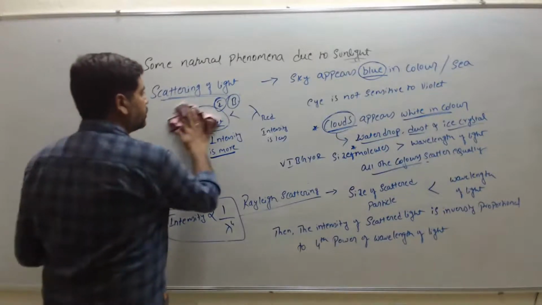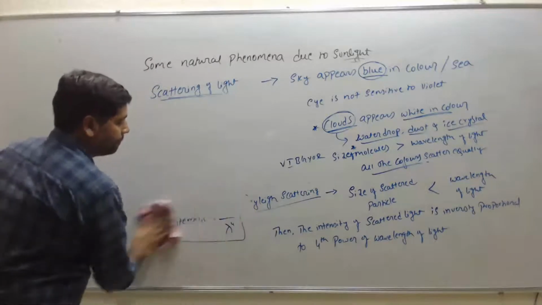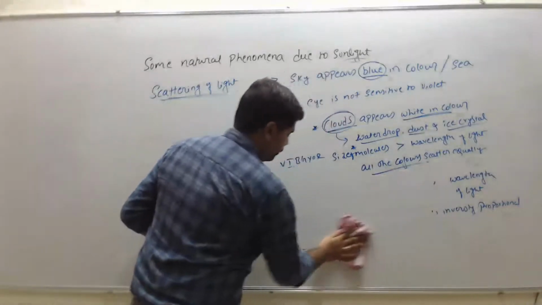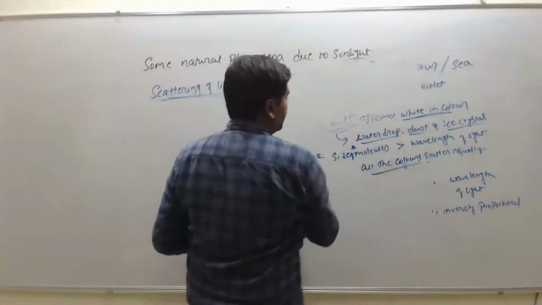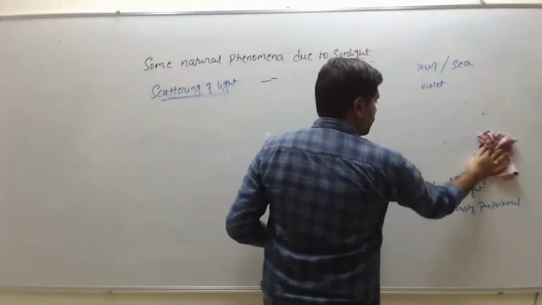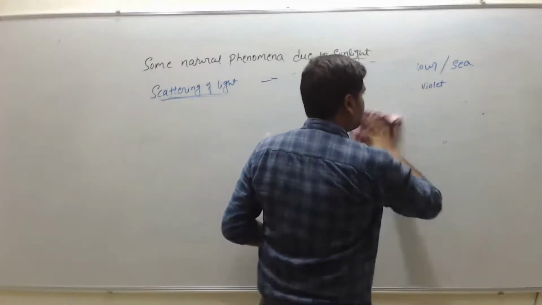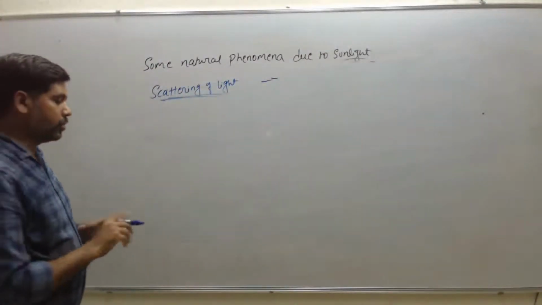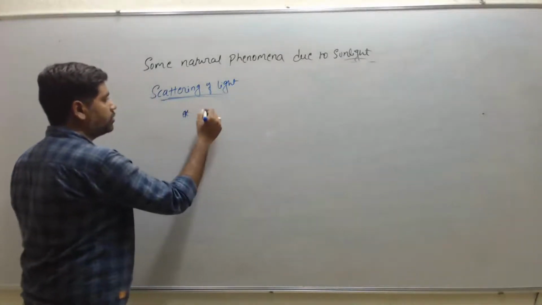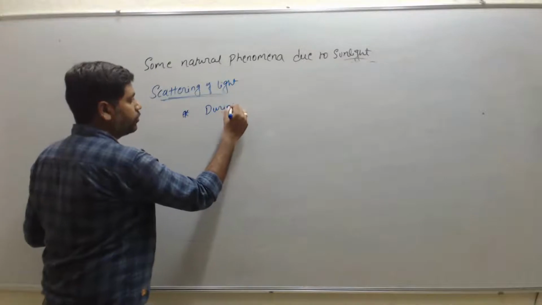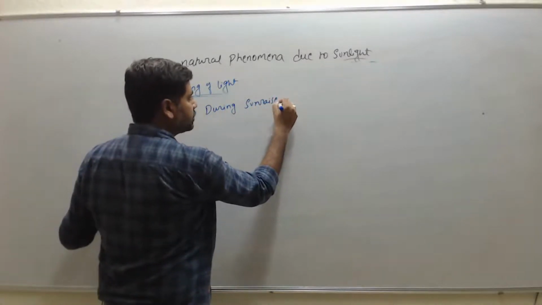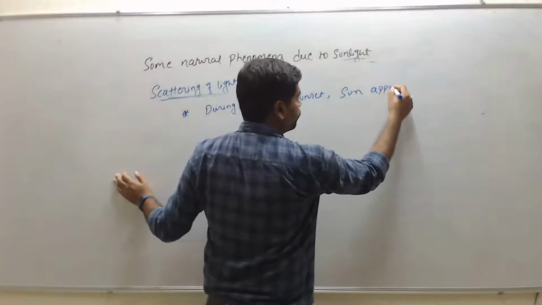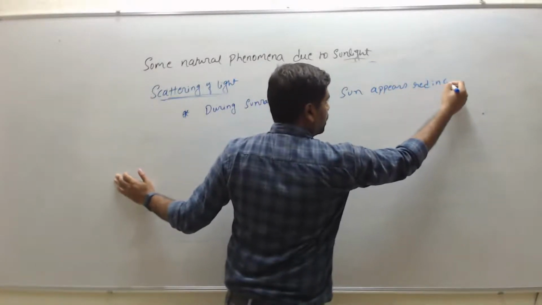So next and the last is, during sunrise and sunset, the sun appears red in color.